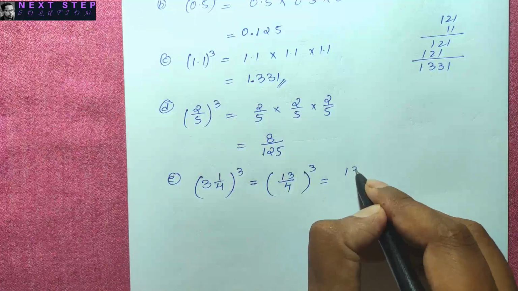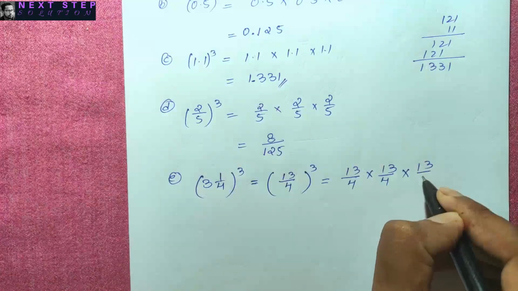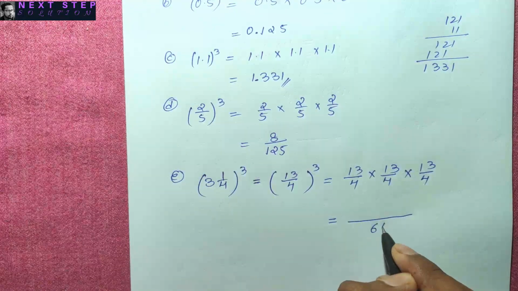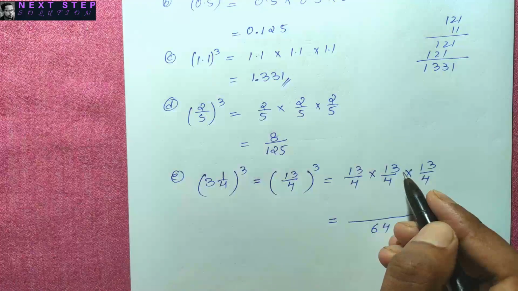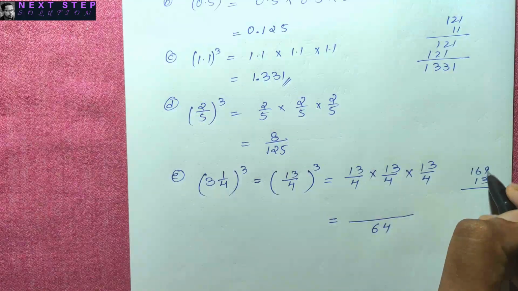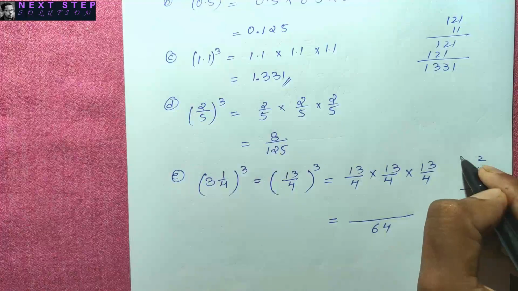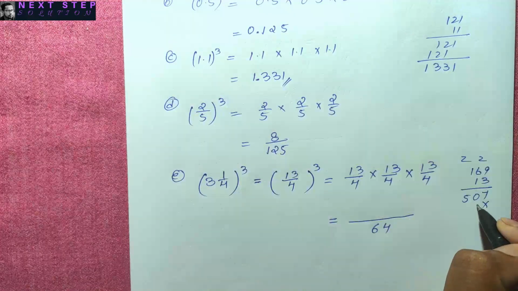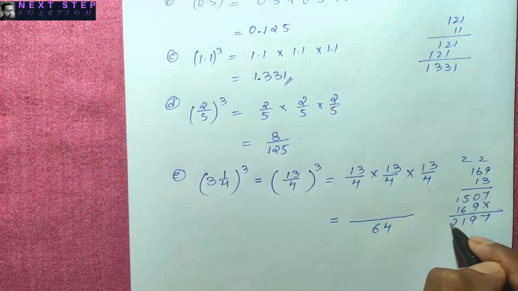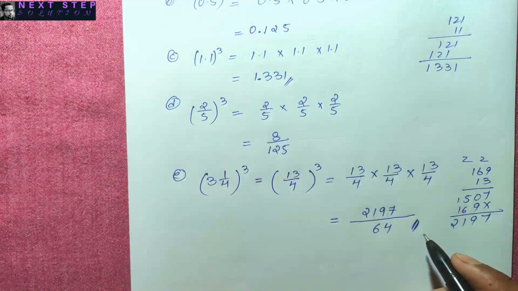Now, it becomes 13 by 4 into 13 by 4 into 13 by 4. After multiplying, 4 4s are 16, 16 4s are 64. 13 13s, if we multiply, we get 169. Again, if we multiply it with 13, we get 3 9s are 27, 2 3s are 6, 18, 20, 2 3 1s are 3, 4, 5, 9, 6, 1. After adding, it becomes 2197. So this is how we find out the cube of any number.